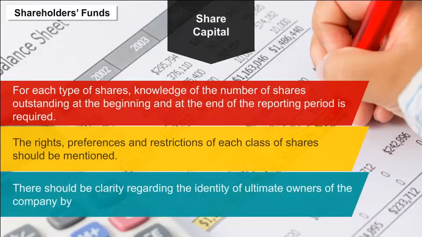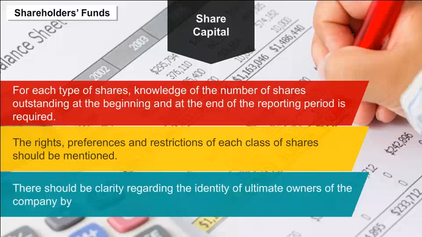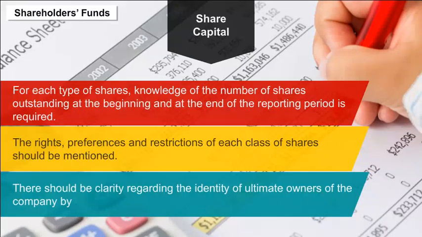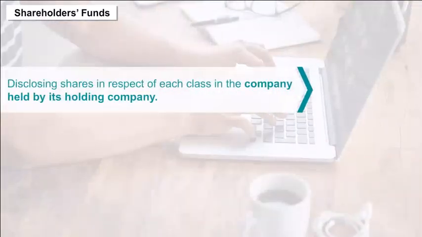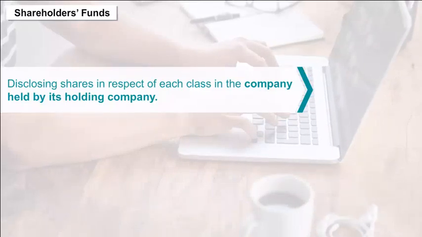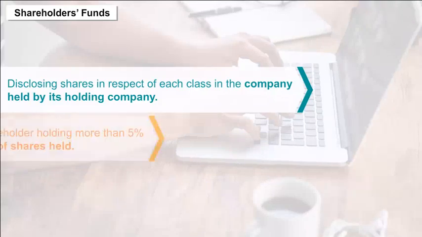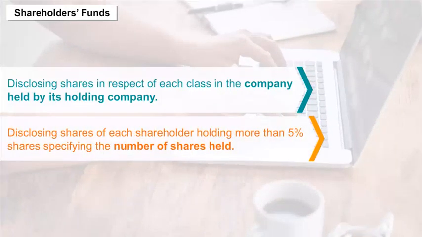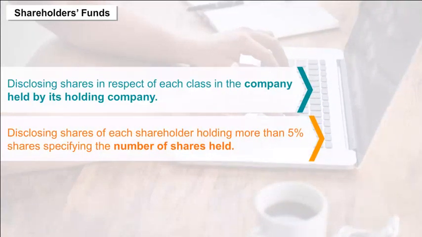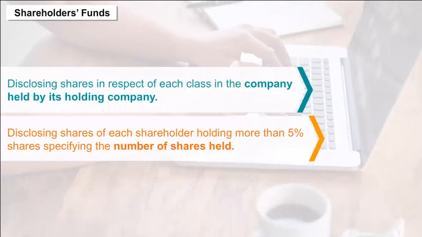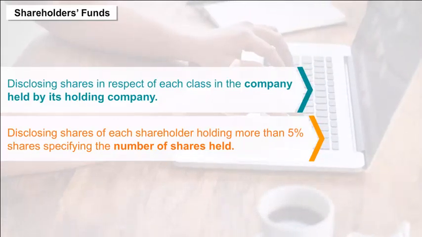C. There should be clarity regarding the identity of ultimate owners of the company by 1. Disclosing shares in respect of each class in the company held by its holding company. 2. Disclosing shares of each shareholder holding more than 5% shares, specifying the number of shares held.